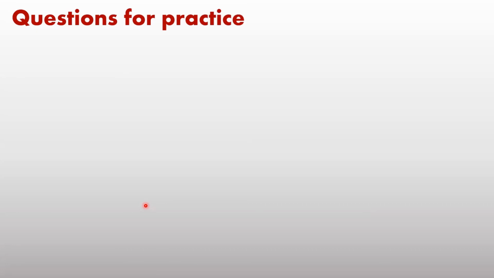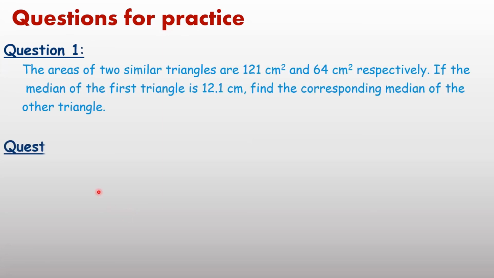Now, some questions for practice which you have to complete. First question: areas of two similar triangles are given as 121 cm square and 64 cm square. The median of the first triangle is given as 12.1. Find the corresponding median of the second triangle. Easily you can think, using result 1 you can solve it. The ratio of sides is the same as the ratio of medians. After that apply the areas of two similar triangles. After that you can solve it.